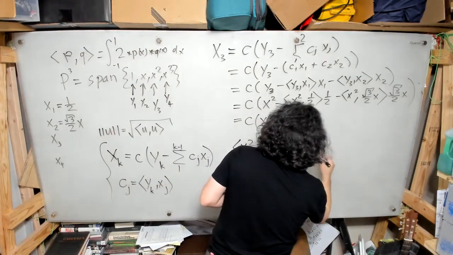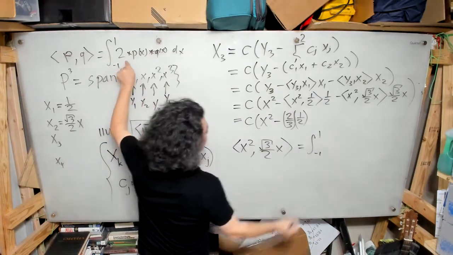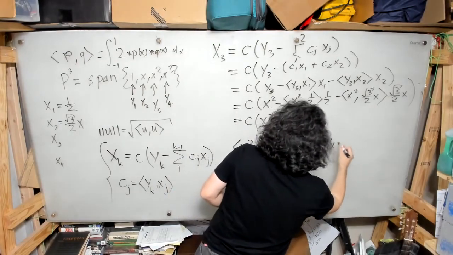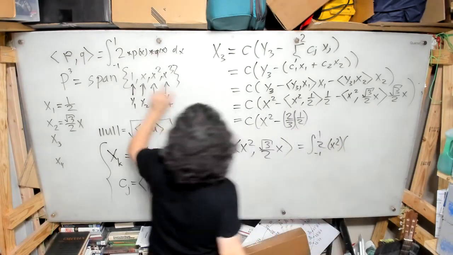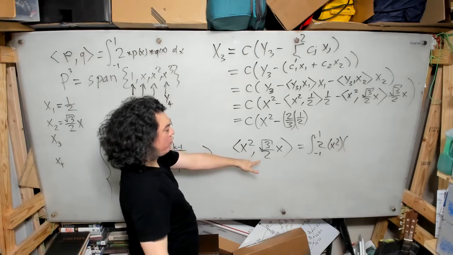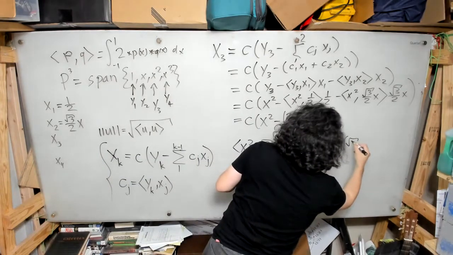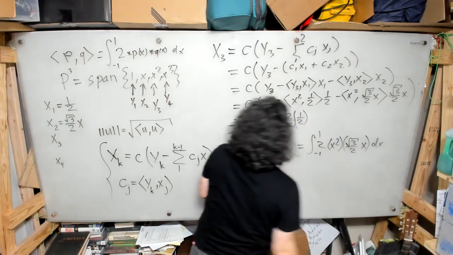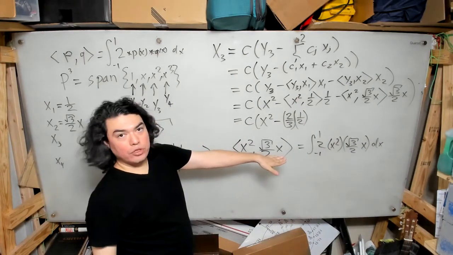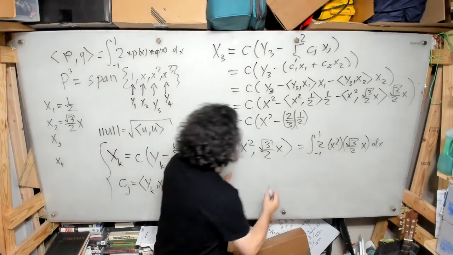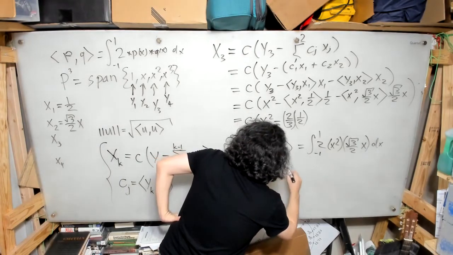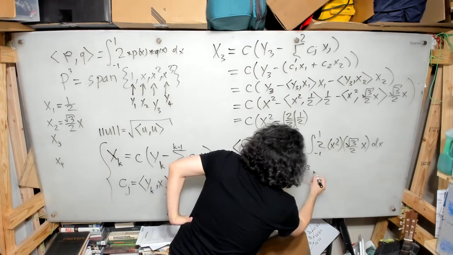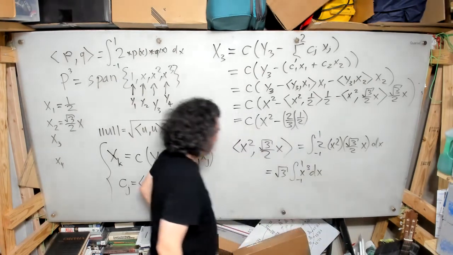It's going to be the integral from -1 to 1 of 2 times p(x), which is x squared, times q(x), which is the square root of 3 over 2 x, dx. Now, the square root of 3 over 2 times 2 will leave us with just a square root of 3. So it'll be the square root of 3 times the integral from -1 to 1 of x cubed dx.